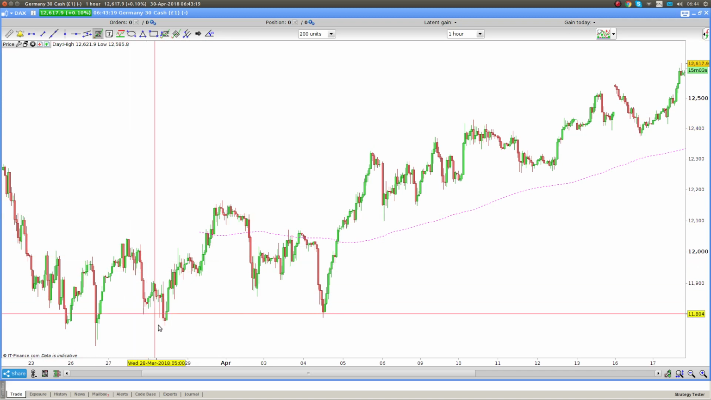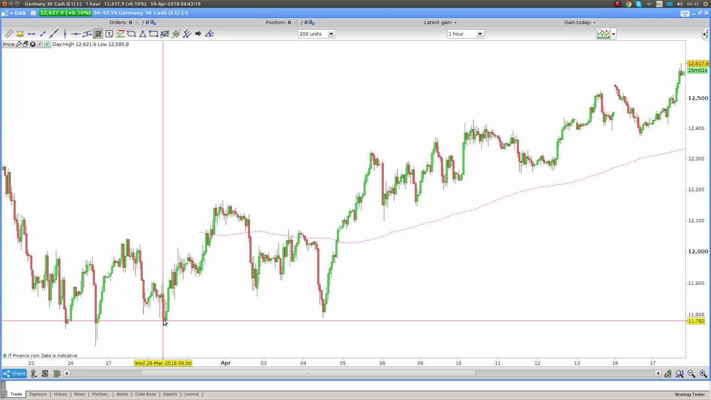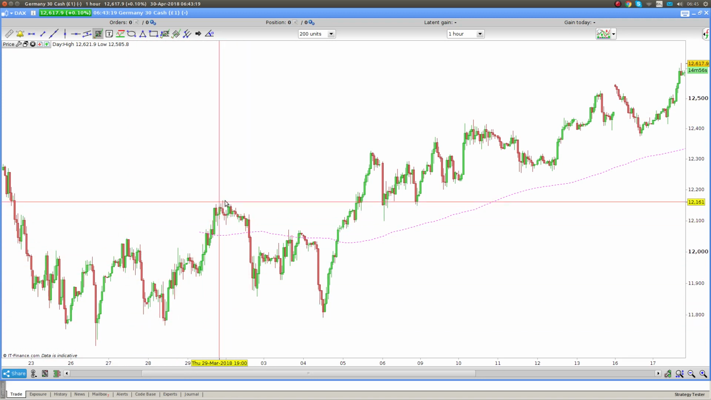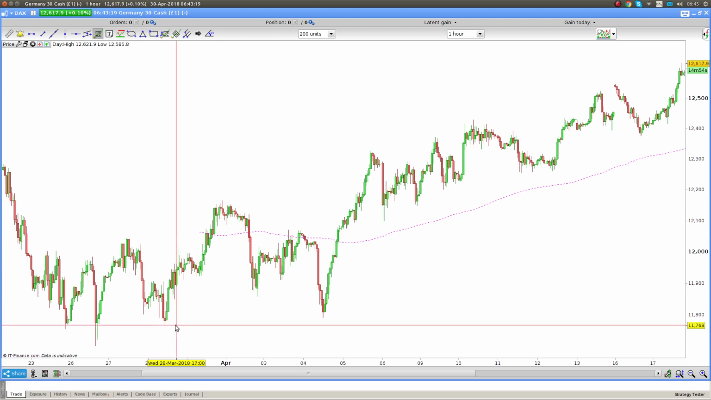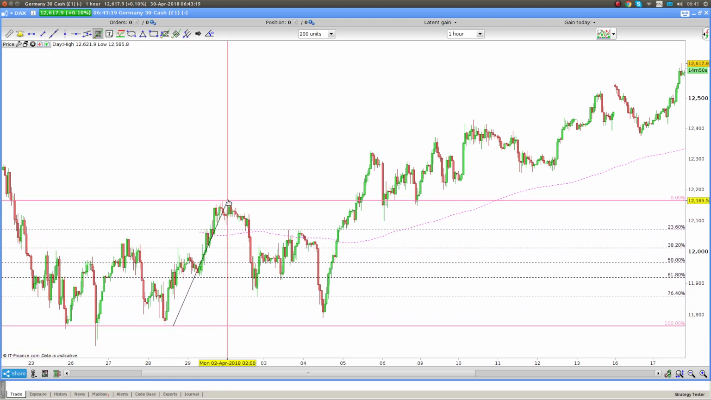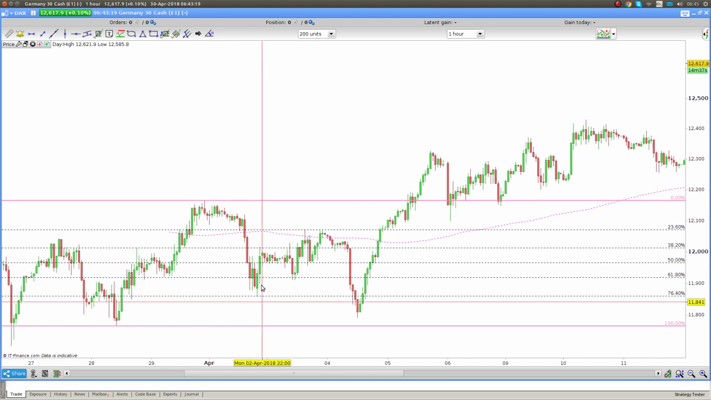So what I want to do is from this low to this high. This was the swing low, this is the swing high. I want to know where price is going. Okay. So I put my Fibonacci on. And now what I'm looking for price to do is I'm looking for it to hit the 50, which it often does, then the 61 or the 76.4. And you can see how we bounced off the 76.4 here.